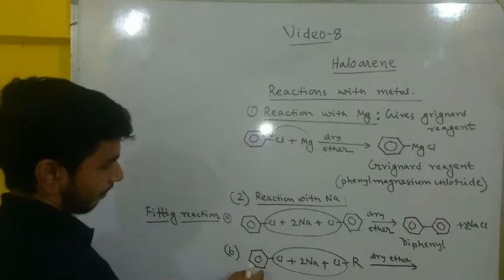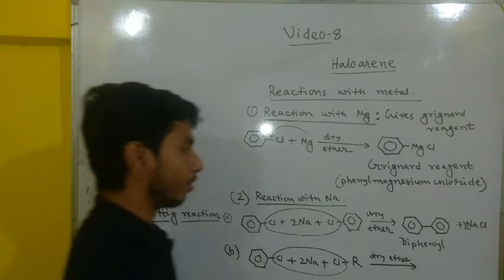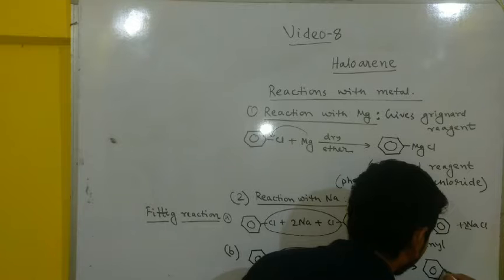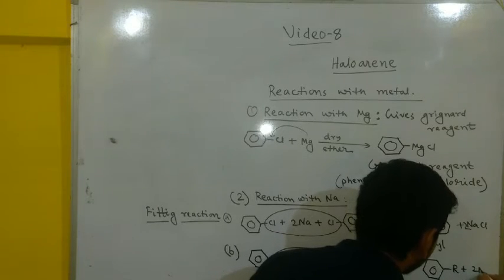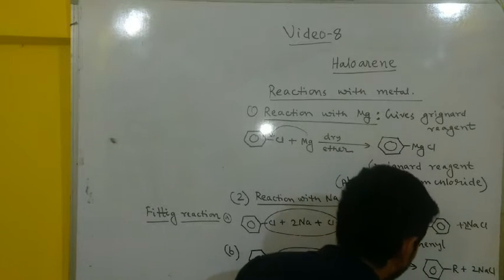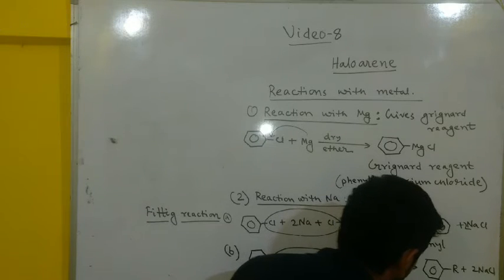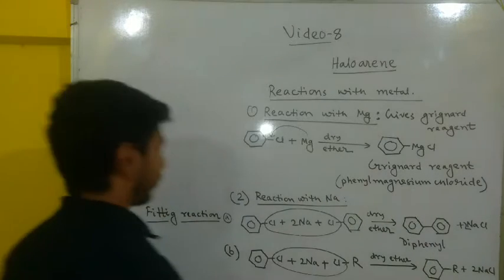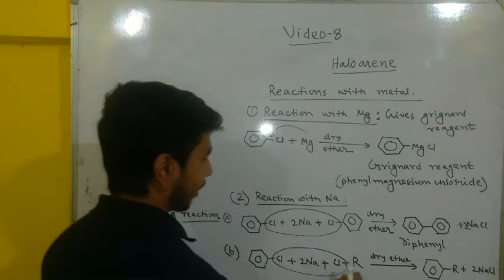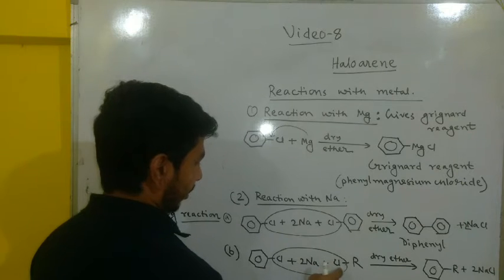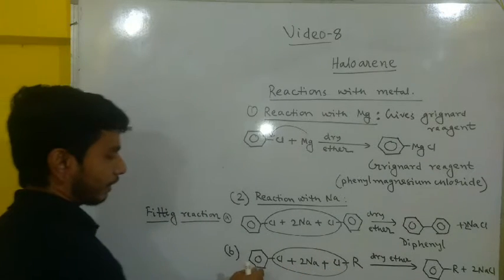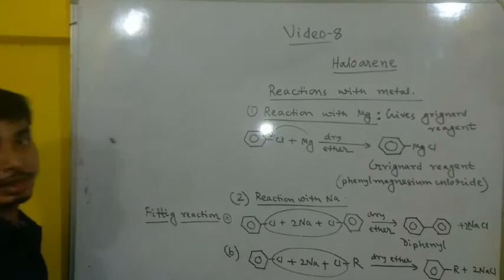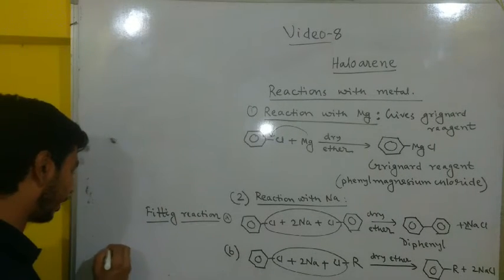Now the benzene ring will get attached with the alkyl group, that is alkyl benzene, plus twice NaCl. So one is chlorobenzene, the other is alkyl halide, then twice NaCl is removed, and the benzene ring gets attached to the alkyl group, giving alkyl benzene. This reaction is called the Wurtz-Fittig reaction.